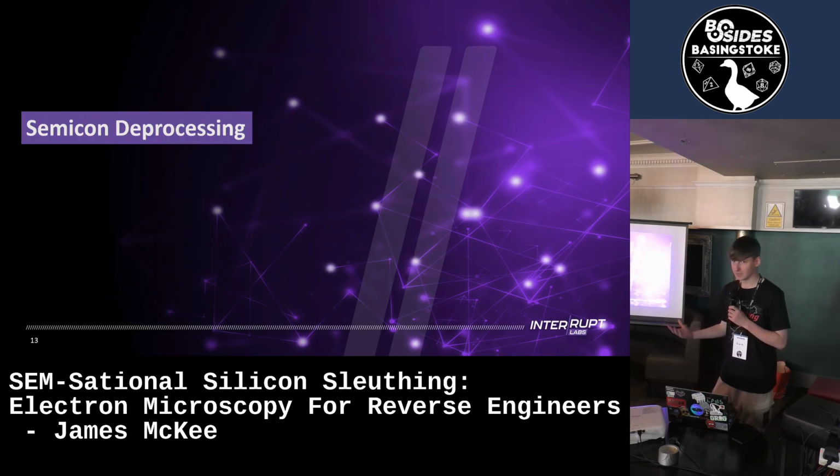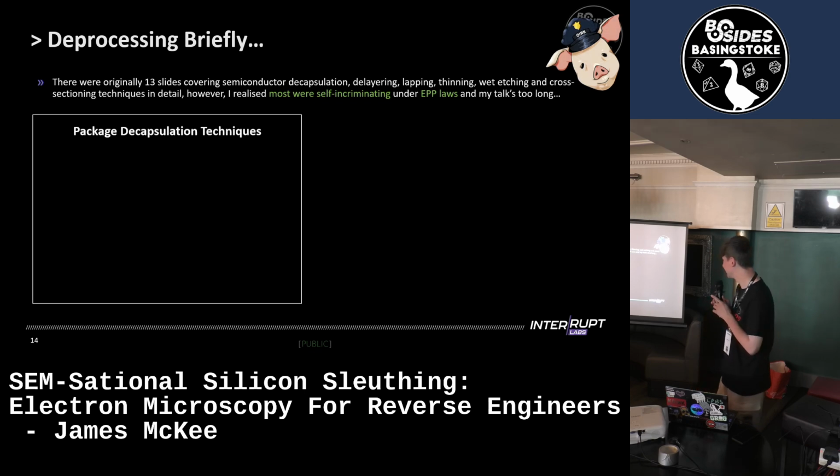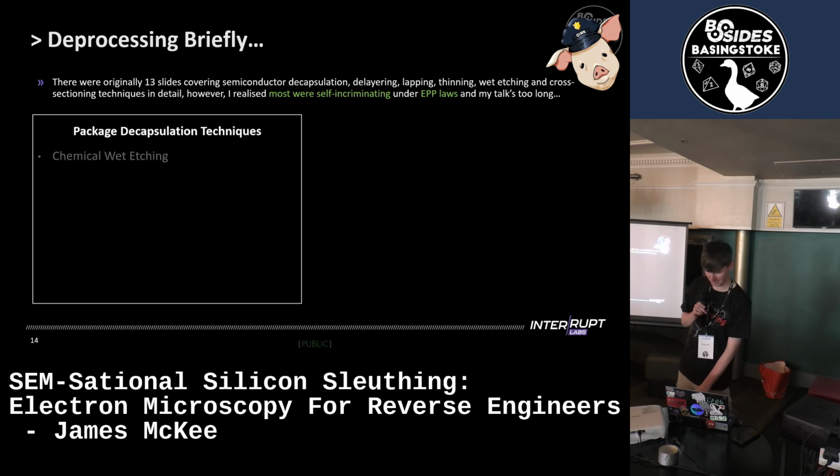So yeah, that's how semiconductor dies are put together. We don't really care about that so much. We care about getting the die back out. So how do we process them? We'll do this one briefly because there's a bunch of laws in the UK which kind of suck if you want to do this stuff. So we'll just skip over this.